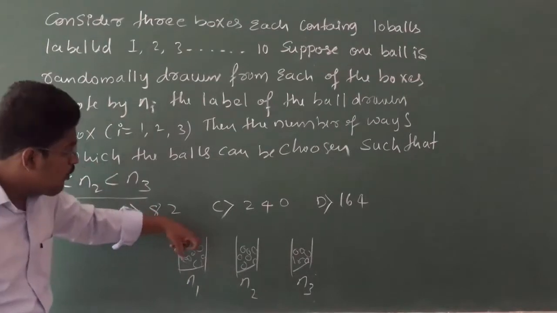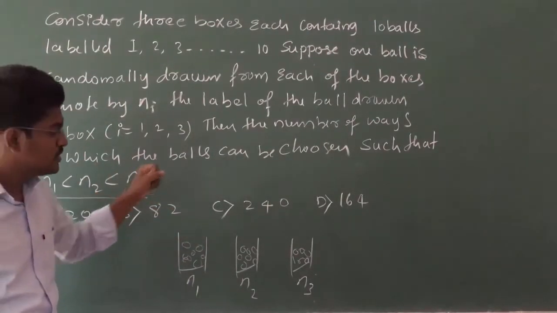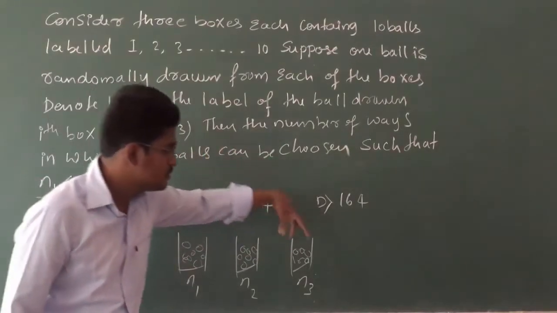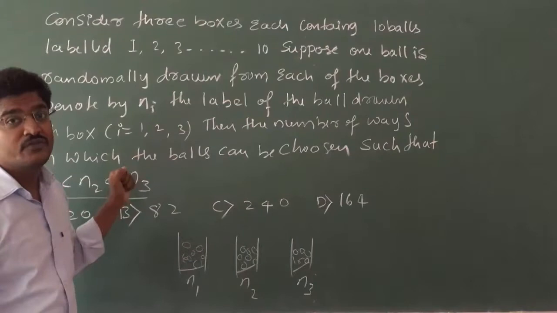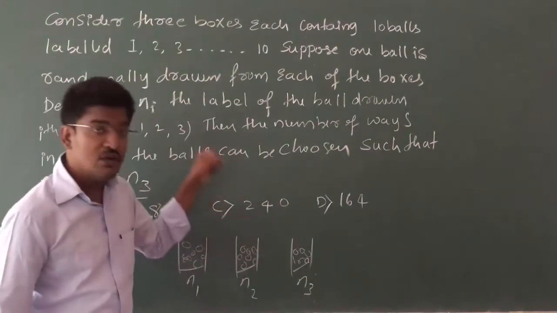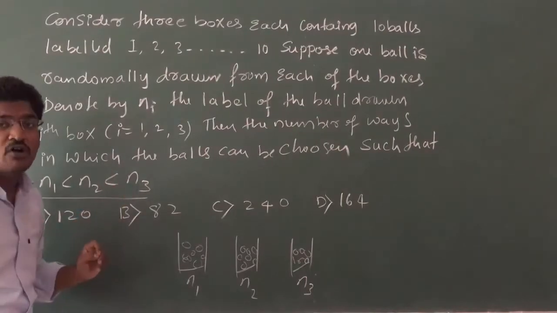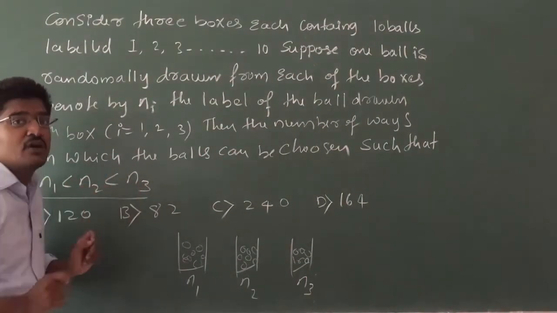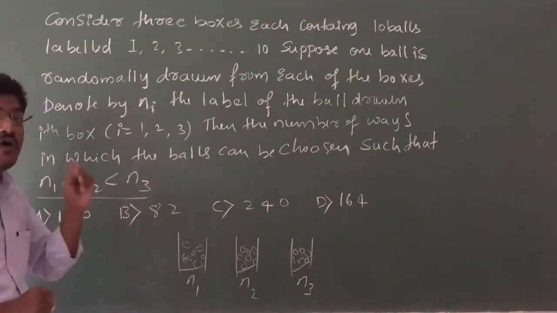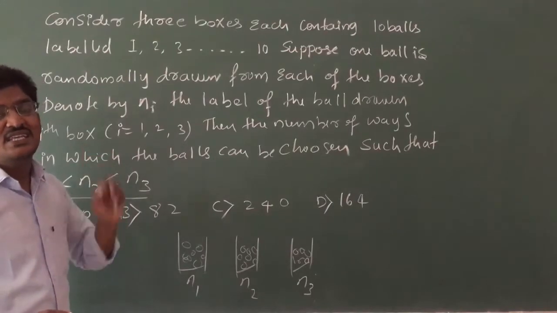That means ball drawn from the first box, ball drawn from the second box, ball drawn from the third box. N1 means ball drawn from the first box, N2 means ball drawn from the second box, N3 means ball drawn from the third box. Clear? All 3 must be different. That is important. The notation of this is all the 3 balls are distinct.